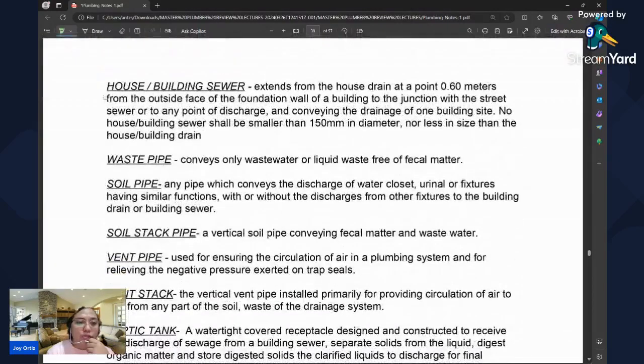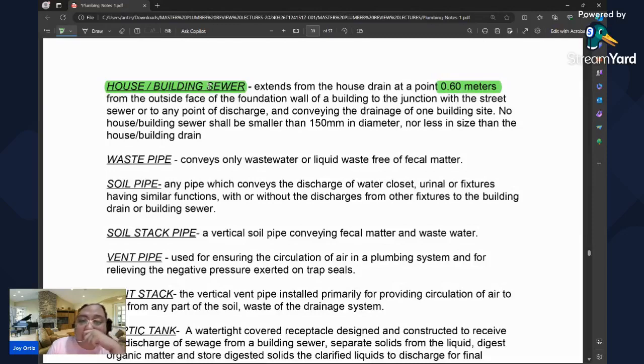You have also the house or building sewer. It extends from the house drain at 0.60 meters from the outside face of the foundation wall of a building to the junction with a street sewer or to any point of discharge, and conveys the drainage of one building site.